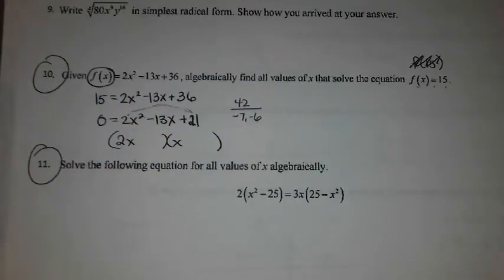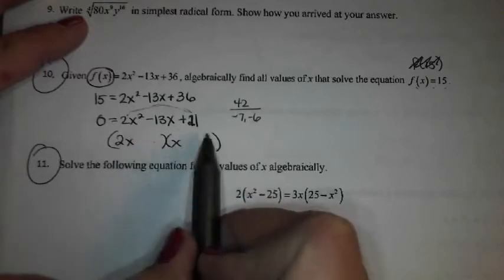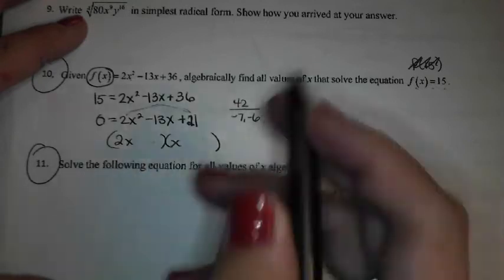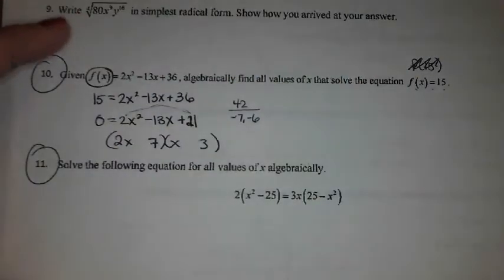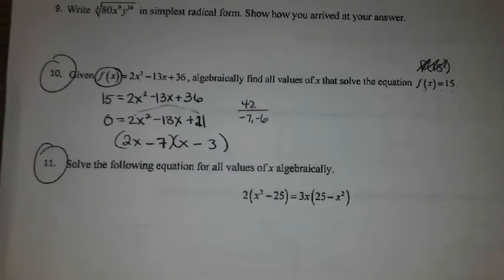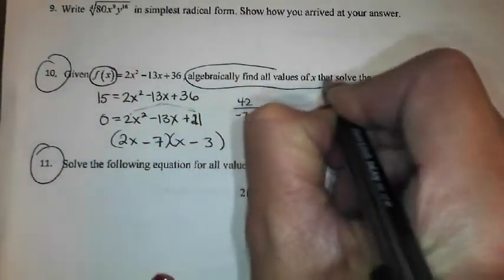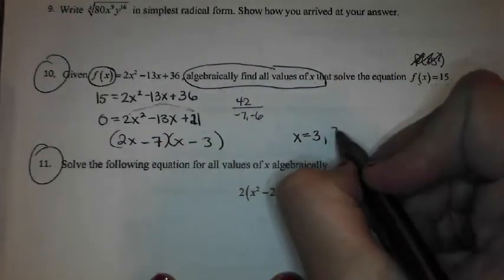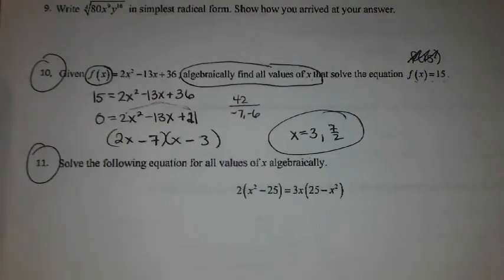Has to be 2x and x. 7 and 3 is not going to work. 7, 3 won't work. That'll be 14 and 3. But 3 and 7 will. 3 there, 7 there. And they're both the same sign because it has to be positive 21. And the middle being negative tells us they both have to be negative. So our two values, algebraically find all the values of x. Our two values are x equals 3 and 7/2. I just teed that up in my head. Are we good with that?